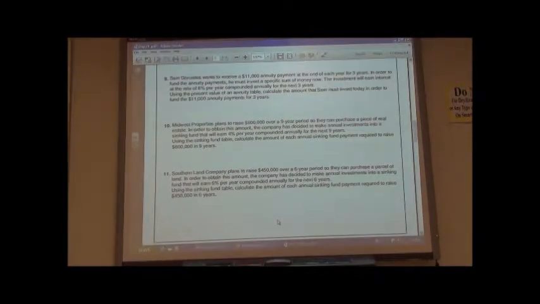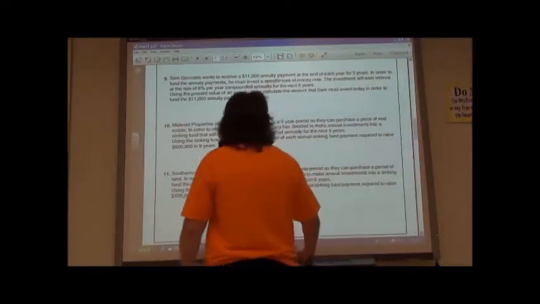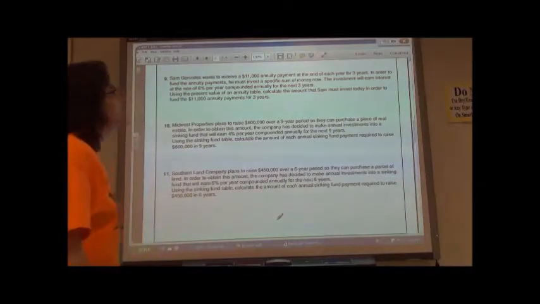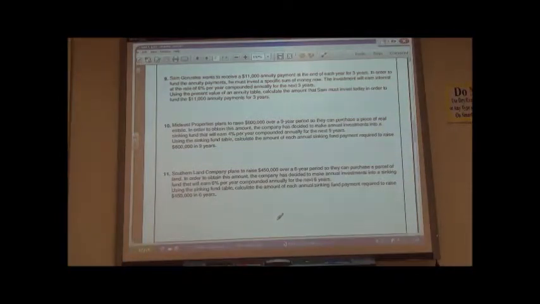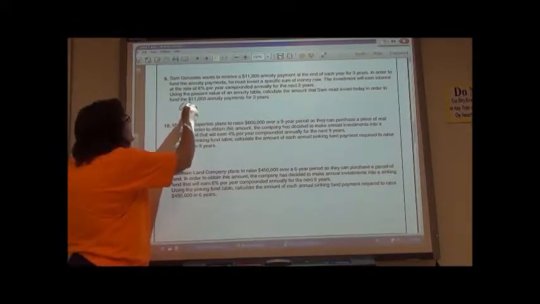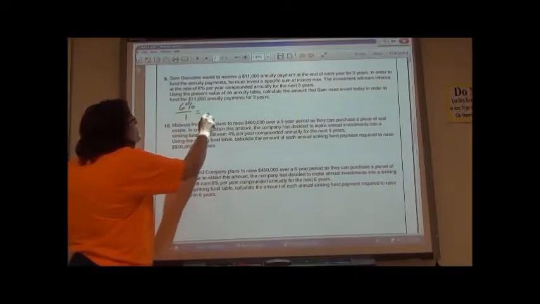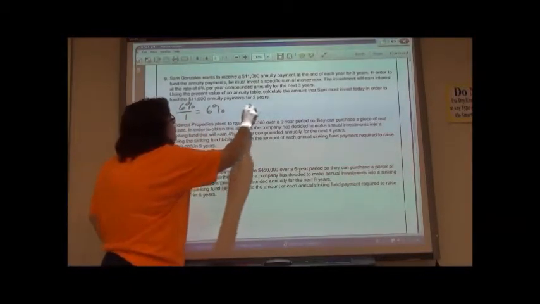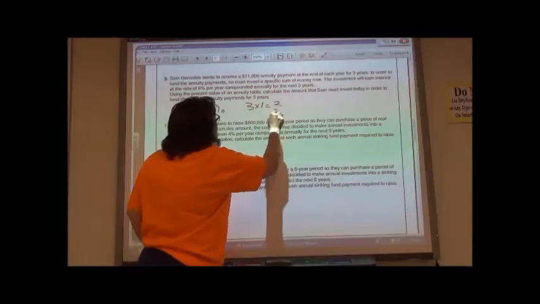Number 9, Sam Gonzalez wants to receive an $11,000 annuity payment at the end of each year for 3 years. In order to fund the annuity payments, he must invest a specific sum of money now. The investment will earn at the rate of 6% per year, compounded annually for the next 3 years. So again, this one's compounded annually. 6% once a year is 6%. 3 years once a year, 3 times.